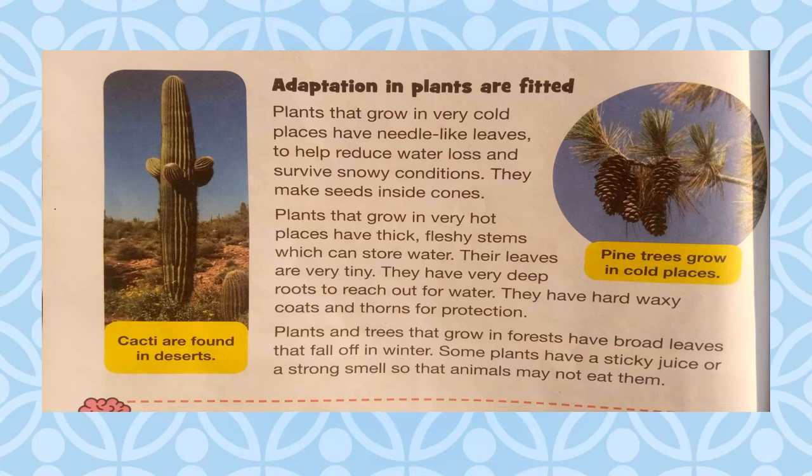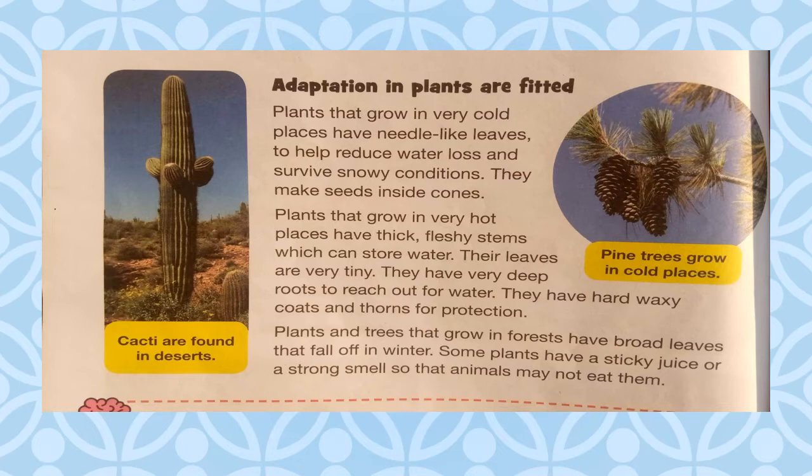We will read about the adaptations in plants which are most suitable for the specific environment. Plants that grow in very cold places have needle-like leaves to help reduce water loss and survive snowy conditions. They make seeds inside cones.